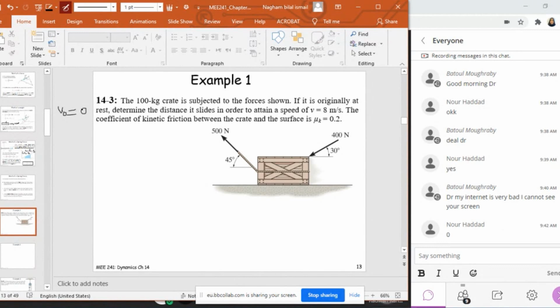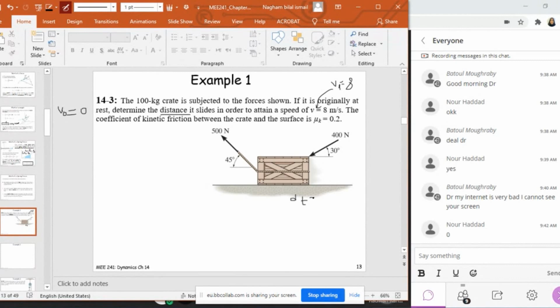I need to determine the distance. The distance here means the distance traveled, it slides in order to attain a speed of v equal to 8 meters per second. So I know v1 is equal to 8 meters per second, and I need to find the distance traveled, dt. The coefficient of kinetic friction, mu k, is equal to 0.2, which means that I have a kinetic friction.